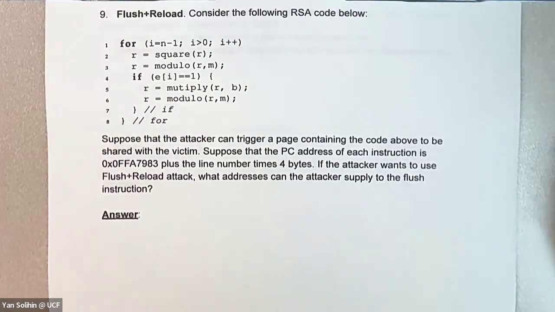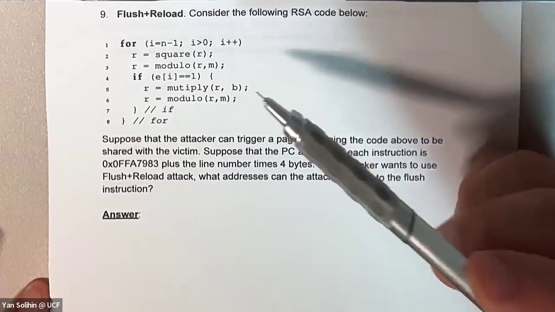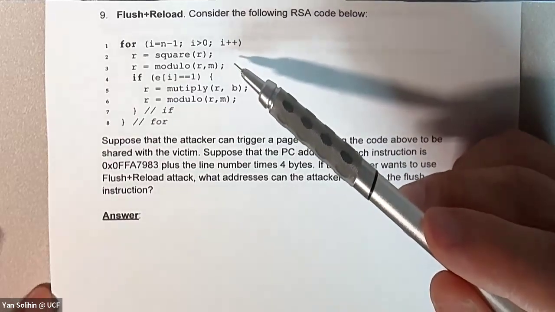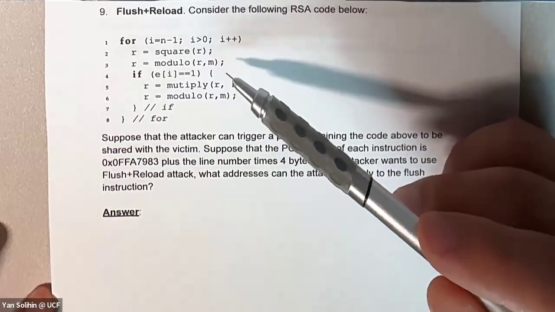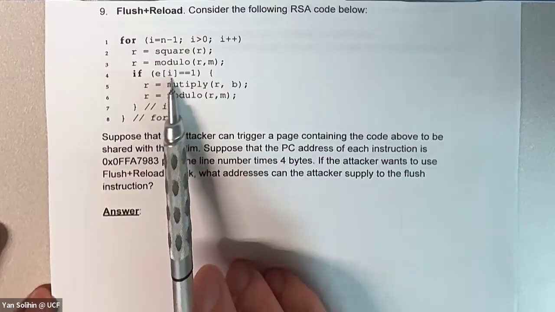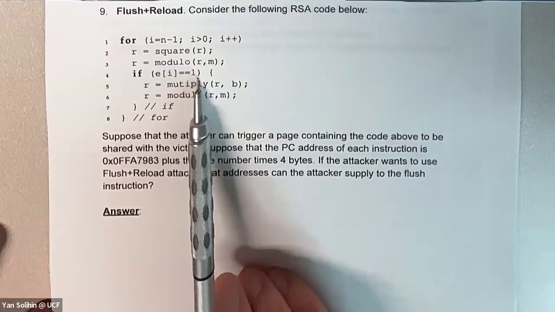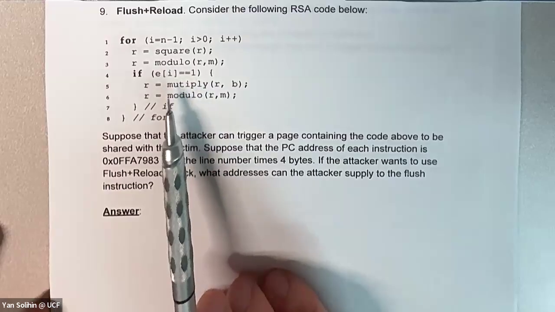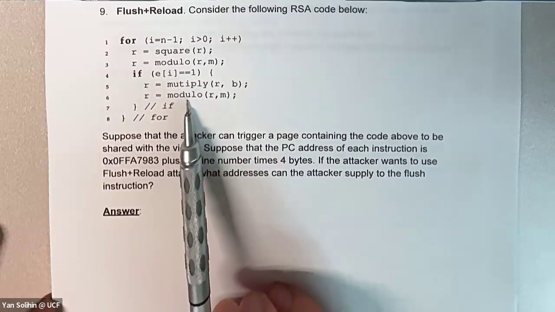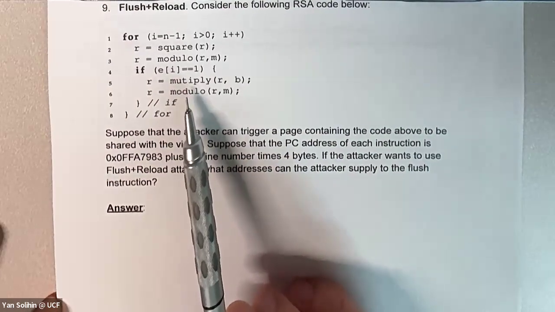All right, so let's look at a question about flush and reload. Consider the following RSA code below. This is the square modulo, etc. Then there is a portion in which we test the value of E sub I, whether it's 1 or not. If it is 1, we perform multiply and modulo. If not, we don't do the following.